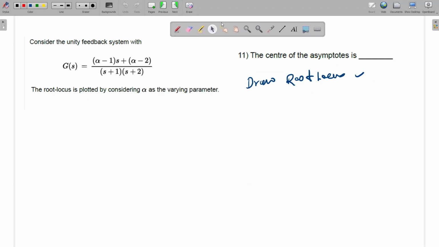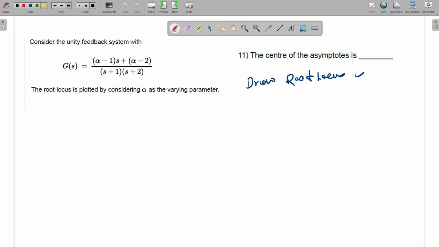This question is given in terms of alpha. Normally we vary the K value, but here we have to vary alpha and find the center of asymptotes. First we write the equation in the form 1 plus GH. We find the closed loop transfer function, find the characteristic equation from it, and then write it in the form 1 plus some G(s), where alpha is the constant multiplier of that term.